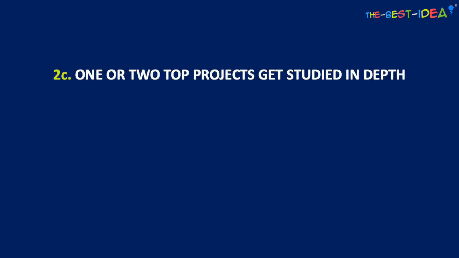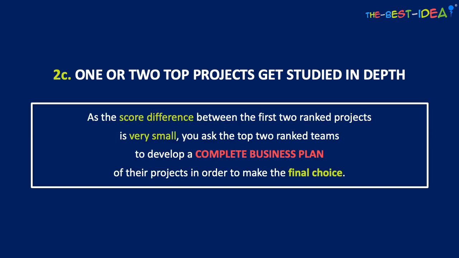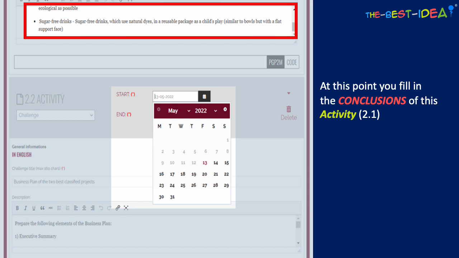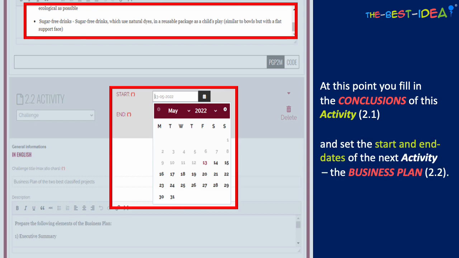Continuing on with step C, 1 or 2 top projects get studied in depth. As the score difference between the first 2 ranked projects is very small, you ask the top 2 ranked teams to develop a complete business plan of their projects in order to make the final choice. At this point, you fill in the conclusions of this activity and set the start and end dates of the next activity, the business plan.